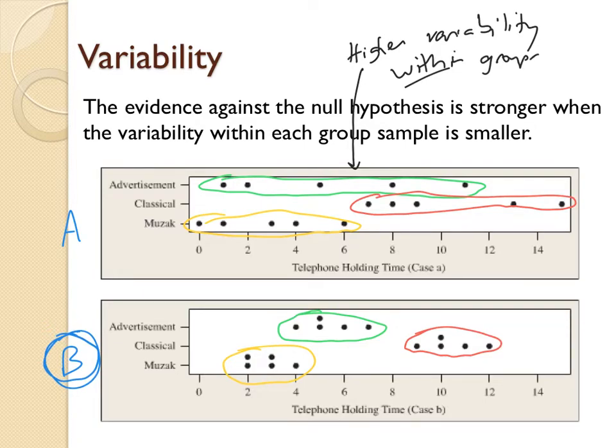The variability between the groups is actually the same in each case, because when we talk about variability between the groups, we're talking about how different the actual means of these groups are. And like I said, the means of the three groups in example A are the same as the means in the three groups in example B. So the between groups variability is the same in these pictures, but the top one has a much higher within groups variability.